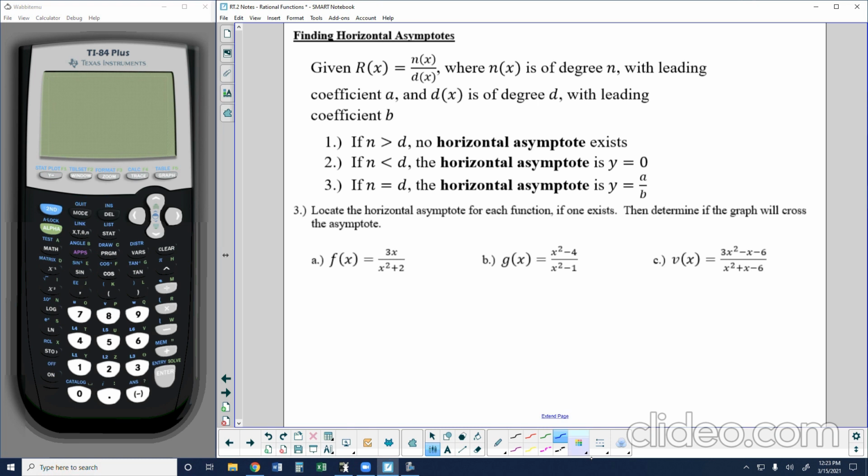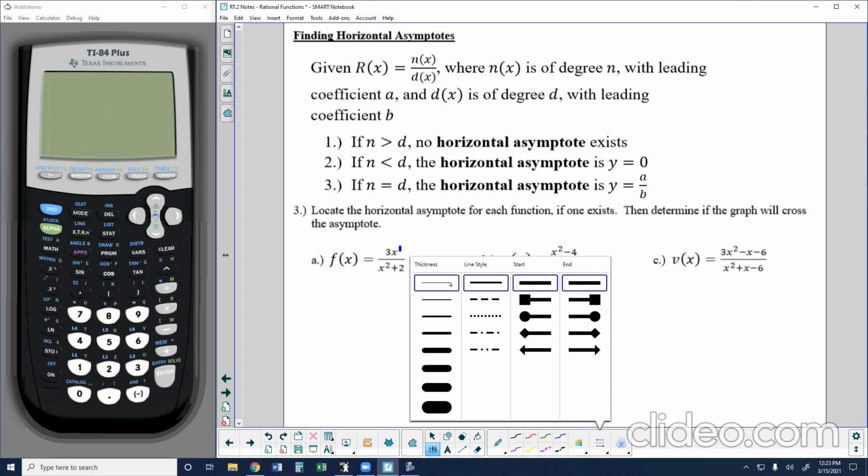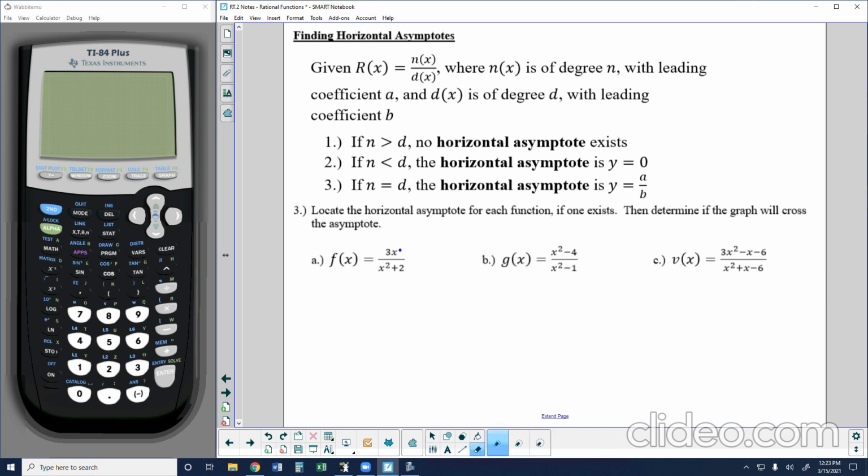So the degree of the numerator is 1. It's not listed there, but we know that the exponent for x is just 1. So the degree here is 1. The degree of the denominator is 2. So in this case, n is less than d. The numerator has a degree that is less than the denominator. Therefore, the horizontal asymptote, which I will abbreviate, is y equals 0.